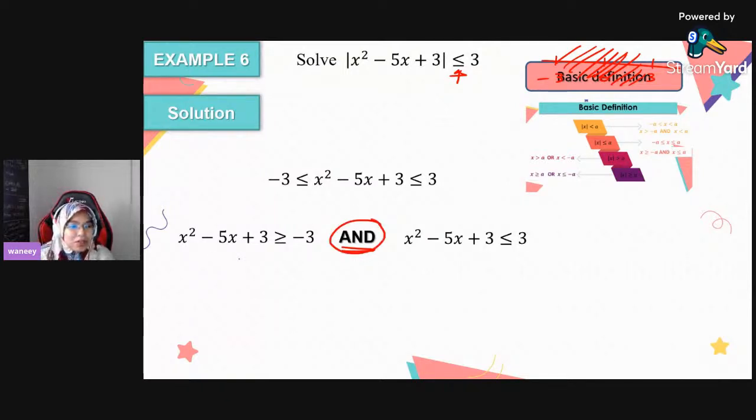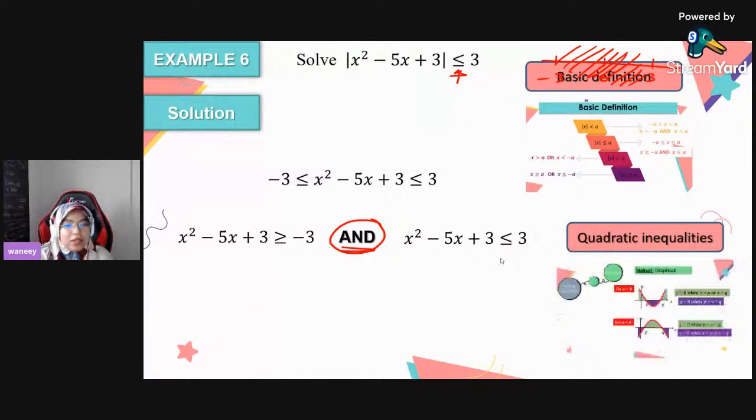Okay, so now we should solve the left hand side and then we are going to solve the right hand side. Okay, so solving quadratic, we need to use graphical method, right? Okay.